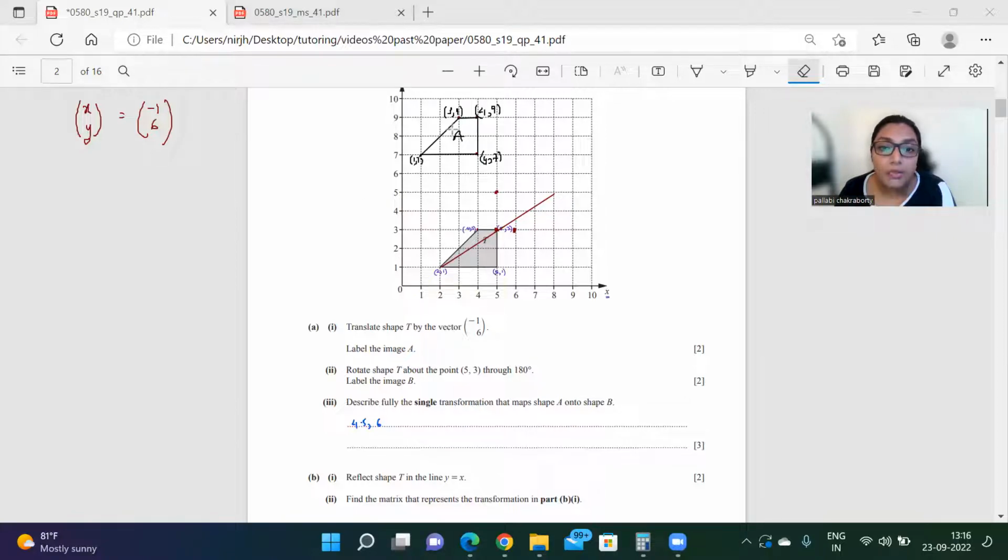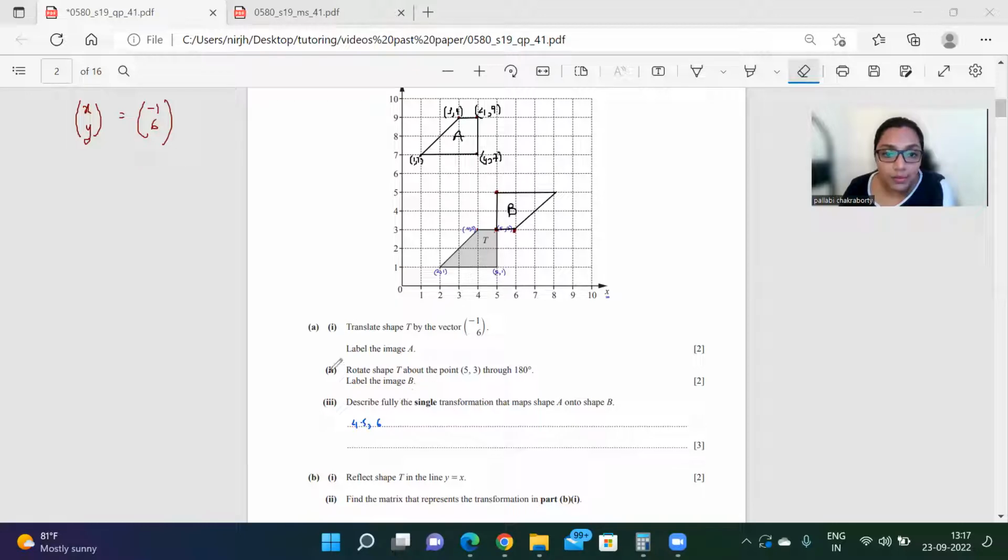And now we join our points. So we have this, we have this, 3 places over here, and this. So this becomes our new shape. This red line, you may keep it or you may remove it. That's fine if you remove it as well. So this becomes our new shape and this has to be labeled as B.